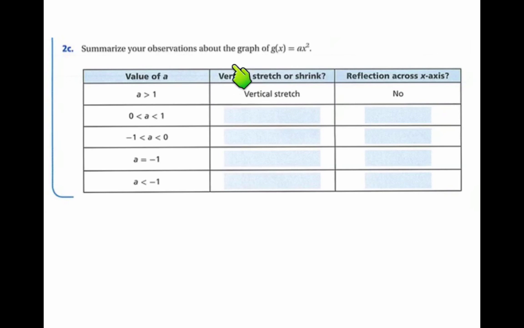Okay, so if we want to summarize our observations, what's going on? Well, if a is greater than 1, so if it's 2, 3, 4, 4.5, we have a vertical stretch, and no, it does not reflect. It opens upward. If a, however, is between 0 and 1, so let's say it's 0.5, or 1/4, then we have a vertical shrink, but a is still positive. That means it is not reflected across the x-axis. If a is between -1 and 0, we're still going to have a vertical shrink, but now that a is negative, yes, it will be reflected.